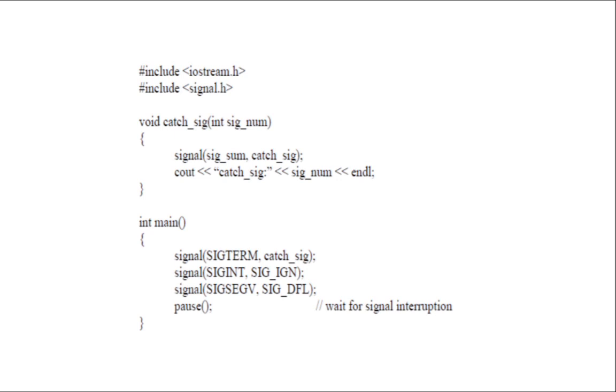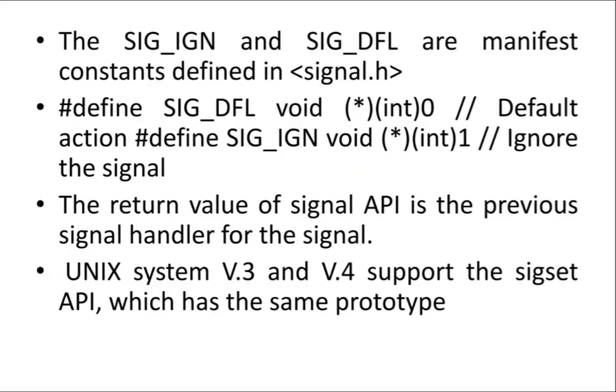So the pause API will suspend the calling process until the interruption occurs. Signal interruption should happen, right? Whatever the signal, when any of these three signals is generated, an interruption should occur. That's why it will wait for the signal interruption. The interruption can occur from any of these signals. That's why I am using the pause API. Once the signal interruption occurs, I can continue with the calling process, right?